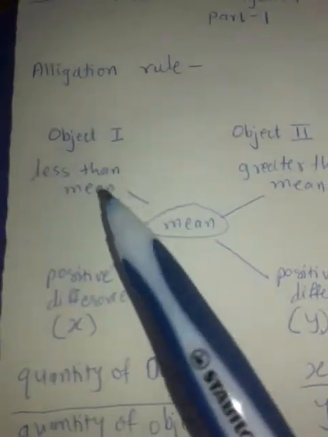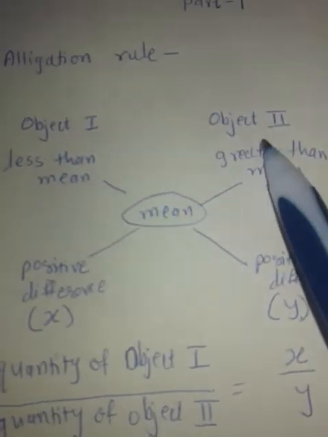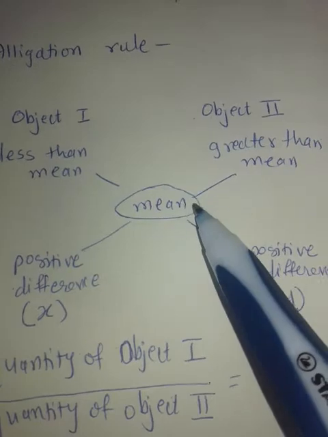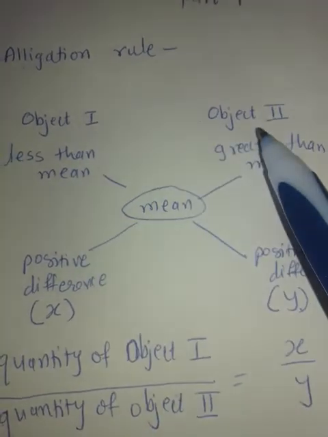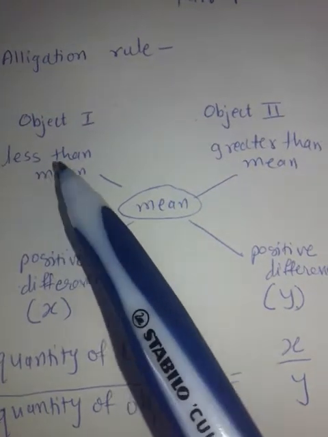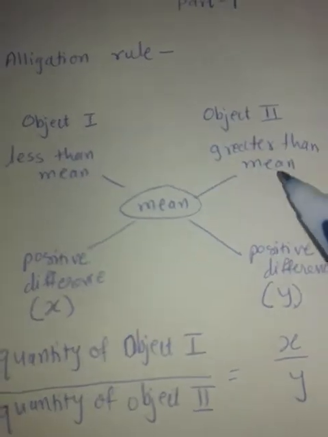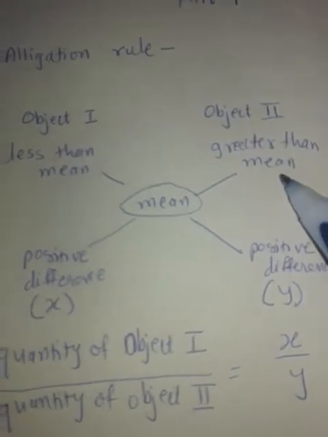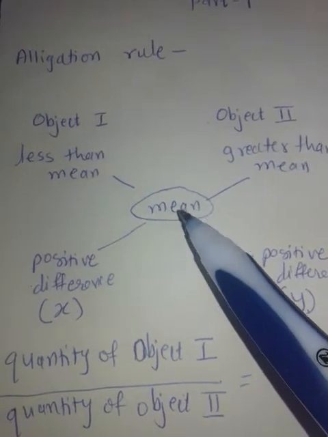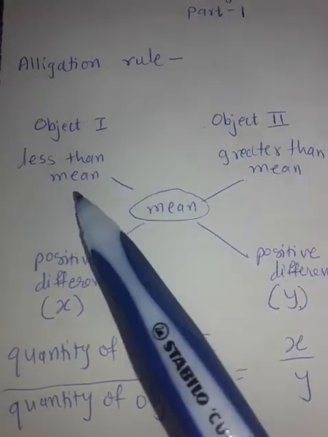Now let's understand this rule. Here I am saying object 1, object 2. Always two objects are mixed and a mean is found. Object 1, object 2. On the left side I have written this is less than mean. On the right side I have written greater than mean. As I said, one has to be less than mean and one has to be greater than mean. So I have written it here.